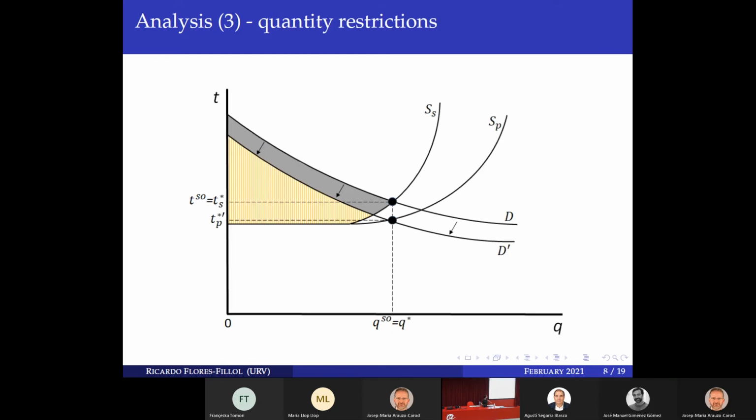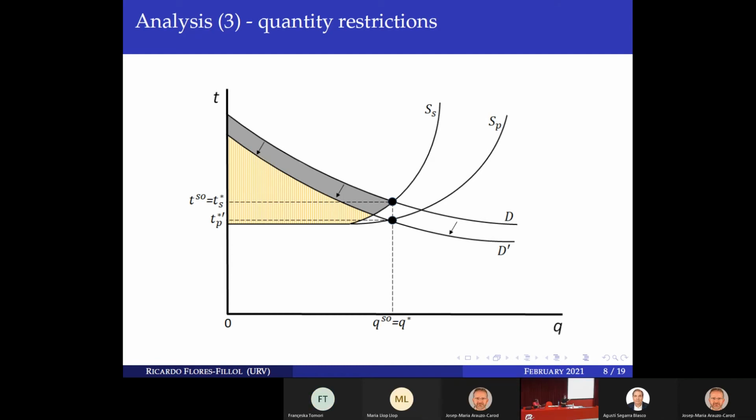But the problem of demand-oriented policies or quantity restrictions is that you can eliminate this deadweight loss, as we have with congestion tolls, but you generate another loss, which is this new gray area here. The point is that these kinds of measures can be very inefficient, because they don't discriminate in terms of the valuations of the commuters.